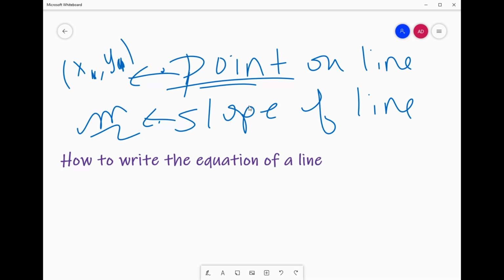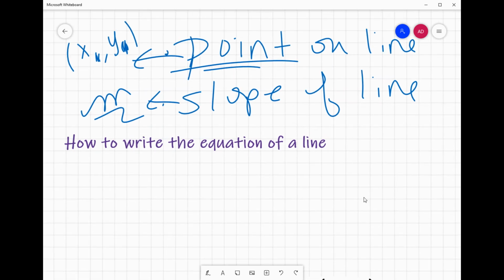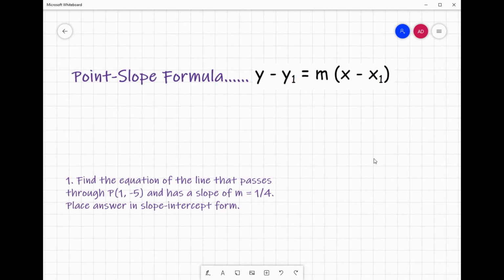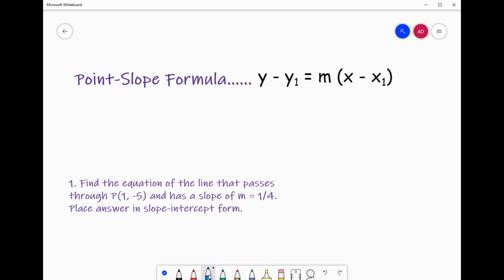Now, if you got yourself the point, you got yourself a slope, you might as well use, I know, right? The point-slope formula. Why? Because it just makes sense. I know, super excited. If I were you, I might pause the video right now and make sure you write this formula down because it is huge, right?